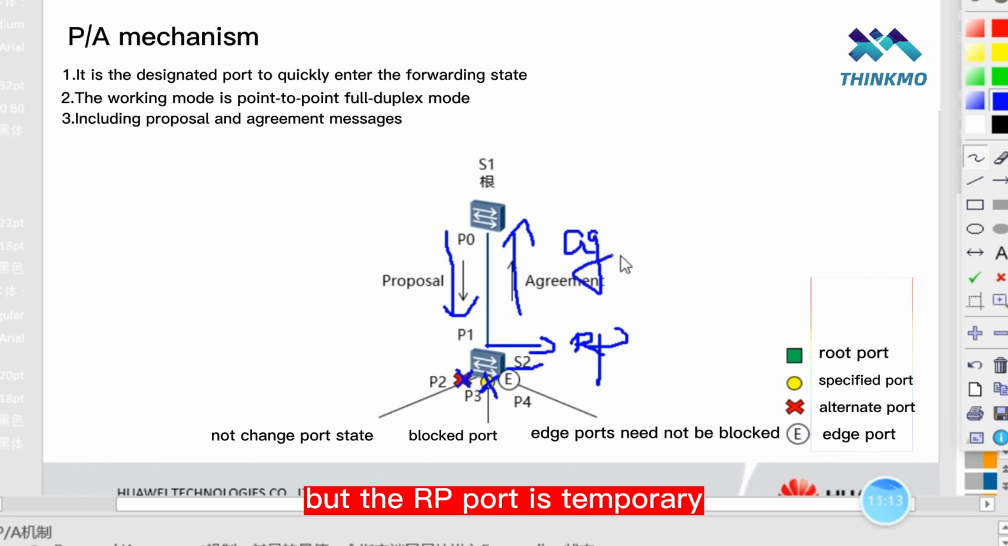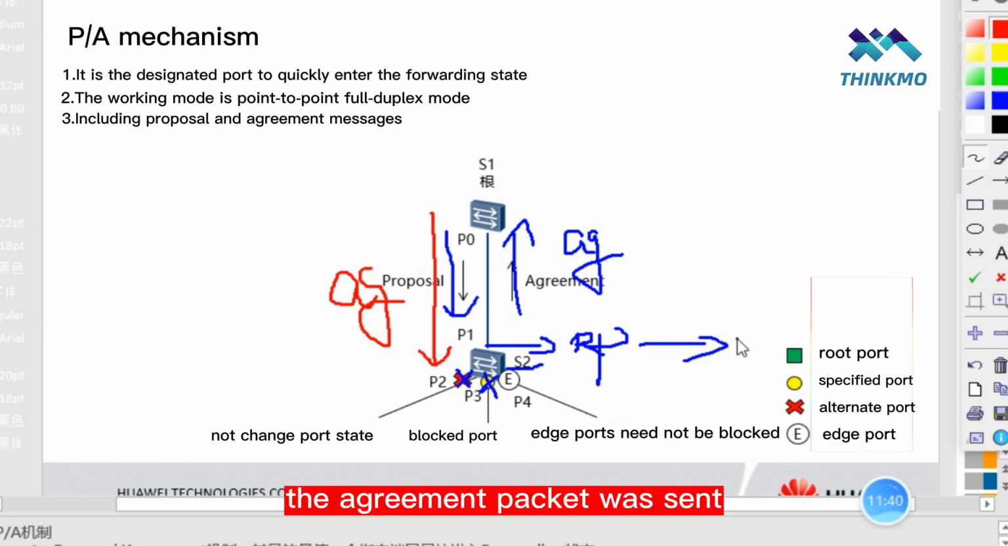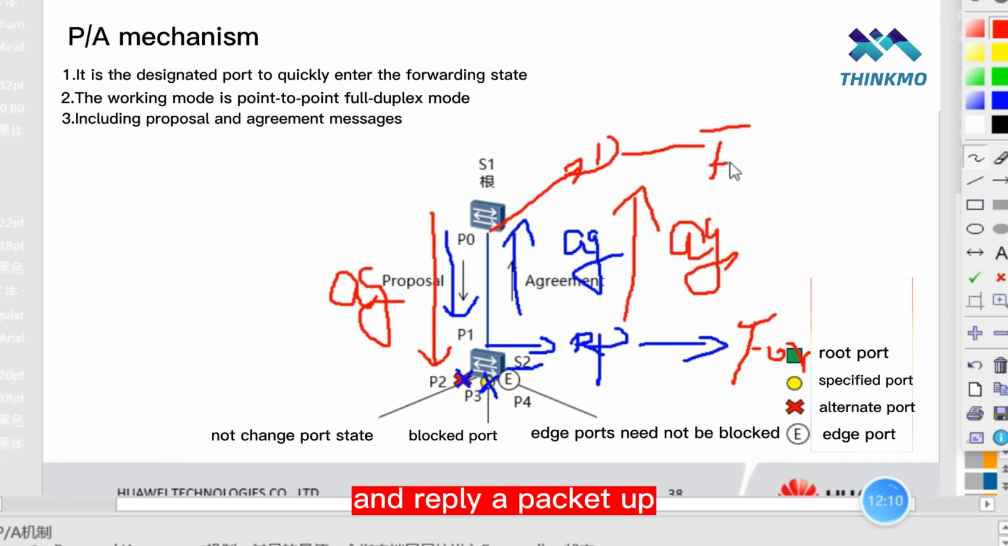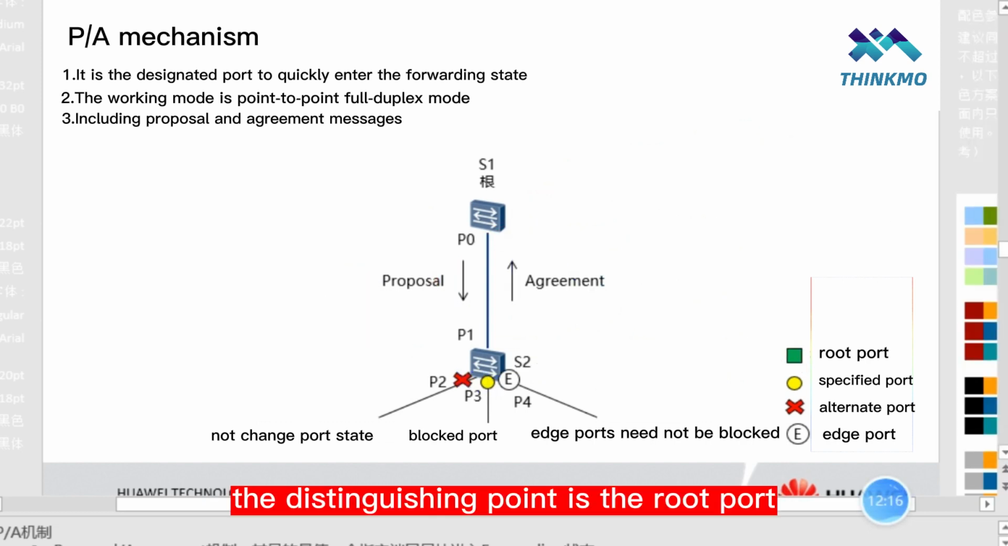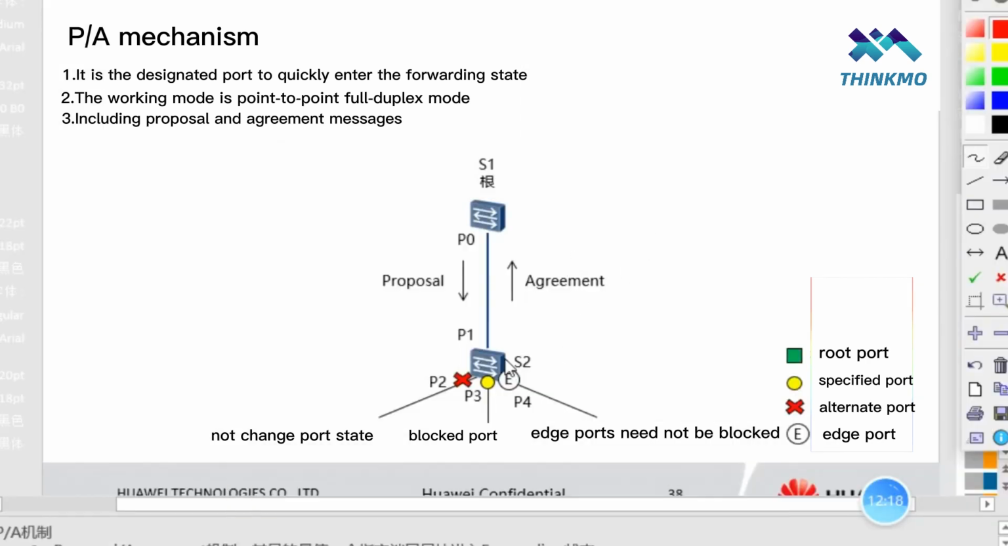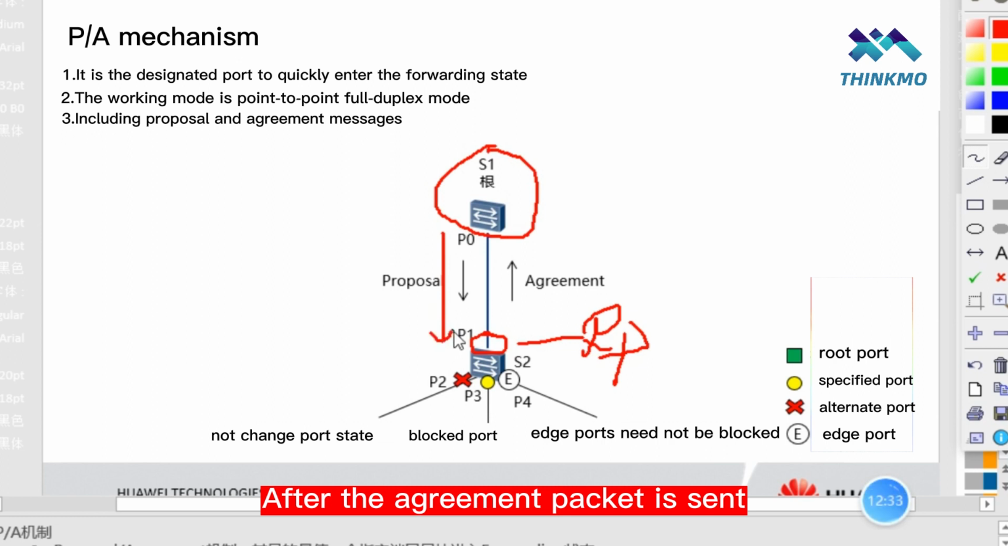But the RP port is temporarily unable to forward yet. It has to wait for the root to send the agreement packet, notifying that the RP can be changed to the forwarding state when it's done transforming, and reply with a packet upward. Only then can port D enter the forwarding state. The distinguishing point is that the root port enters the forwarding state first, after the agreement packet is sent from the switch up here.